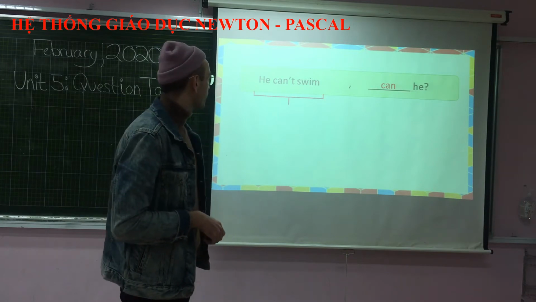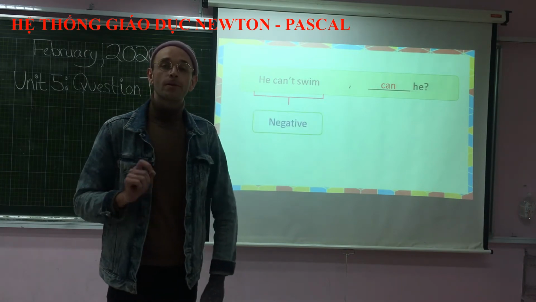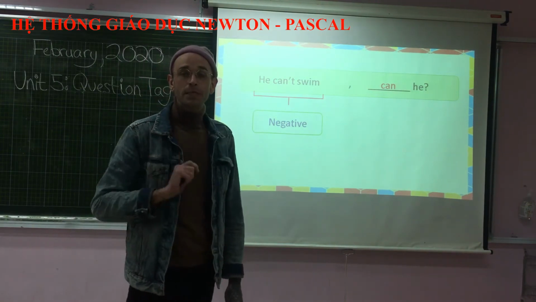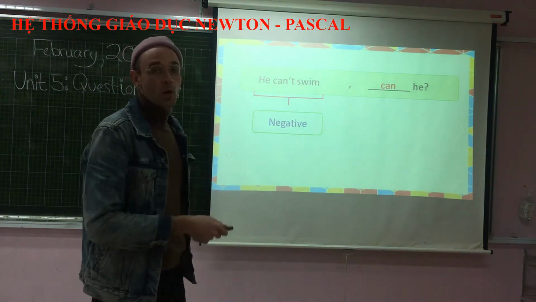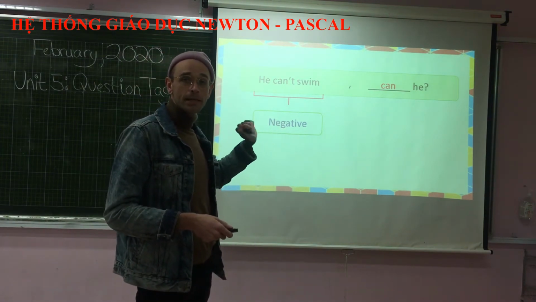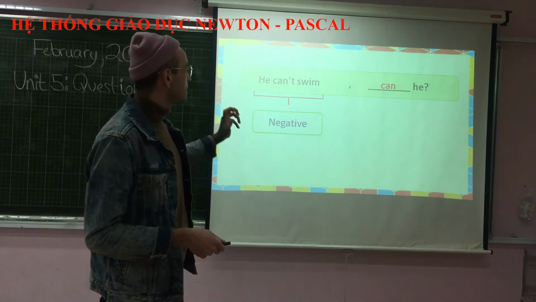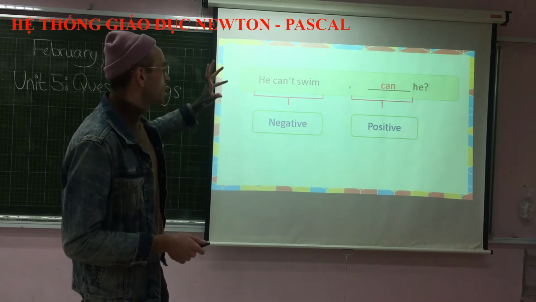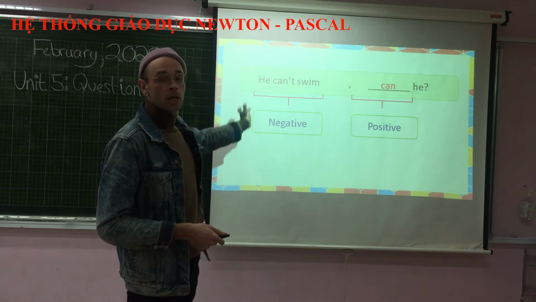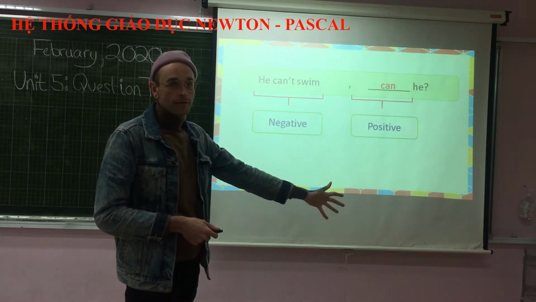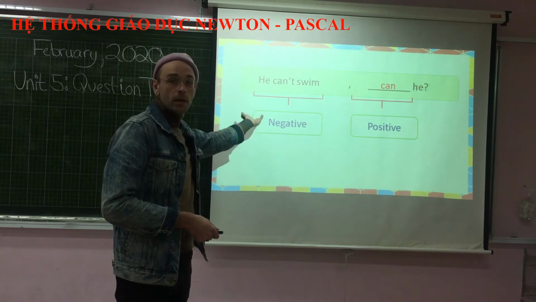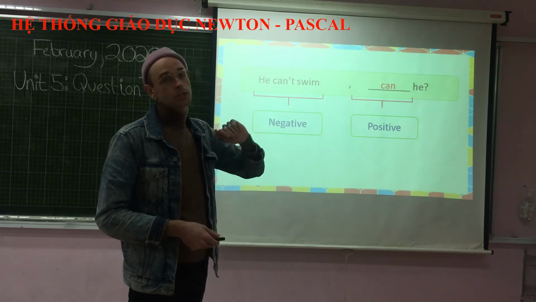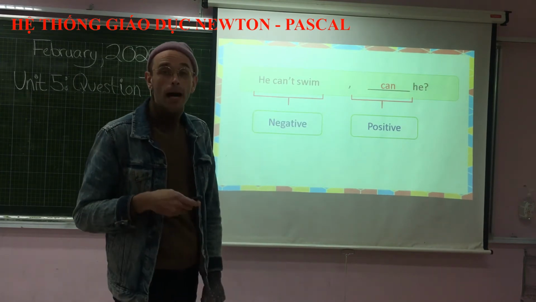Well, here's why. The statement for this question tag sentence is negative. In the previous sentence, the statement was positive, whereas in this sentence, our statement is negative. Since our statement is negative, our question tag must be positive, okay? So whatever happens on one side of the comma, you must do the opposite on the other side of the comma. If it's positive here, your question tag must be negative. If your statement is negative, your question tag must be, that's right, positive.